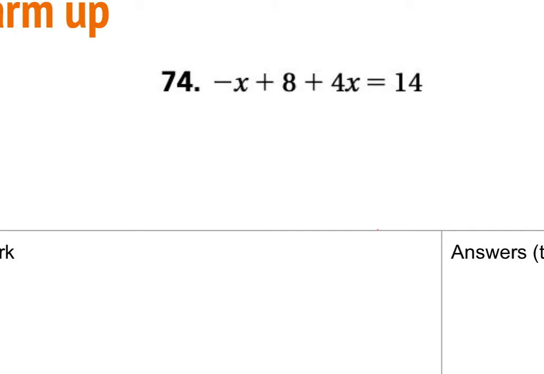Well, I see on the left side, we have our variable, right? Our variable is x. And also on the left side, what you guys have to remember is whenever you have two terms that are like terms, for example, negative x and 4x, we can combine them before we can move forward, okay? So the 4x and the negative x combine to give us positive 3x. The 8 is alone because there's no other just number on that left side, equals 14.